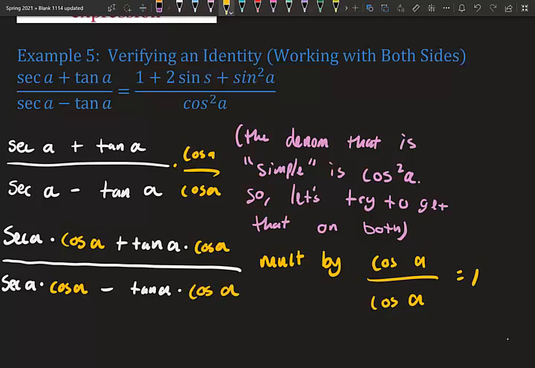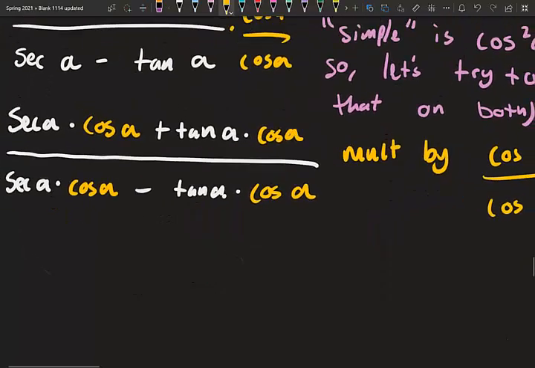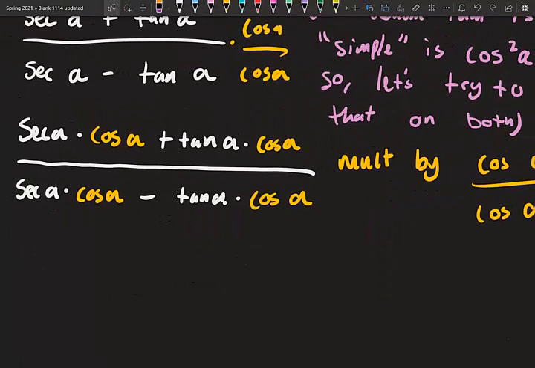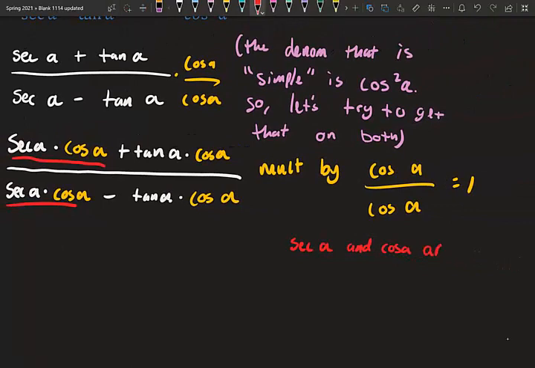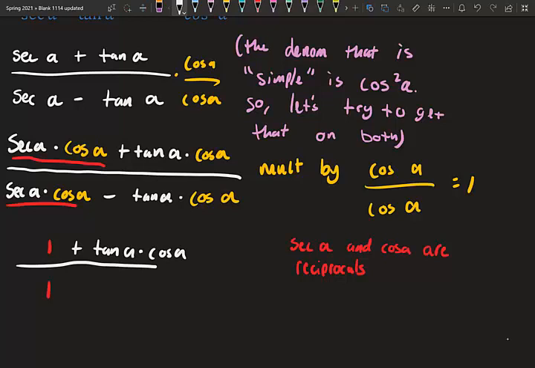We did that just to try and make it the same as the right side. That's all, we're just trying. Let's see if it works. Now we have secant times cosine plus tangent times cosine over secant times cosine minus tangent times cosine. Do you see what we have here? We have reciprocals. Since they're reciprocals, they equal 1 when you multiply them. So we have 1 and 1. So now we have 1 plus tangent A times cosine A, and then 1 minus tangent A times cosine A.